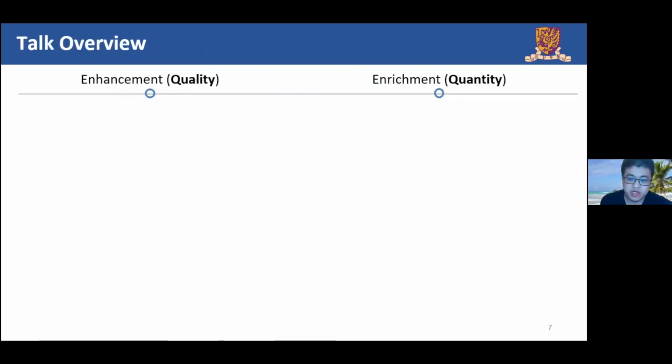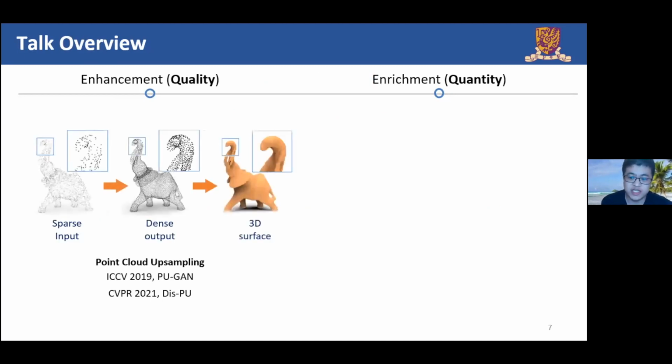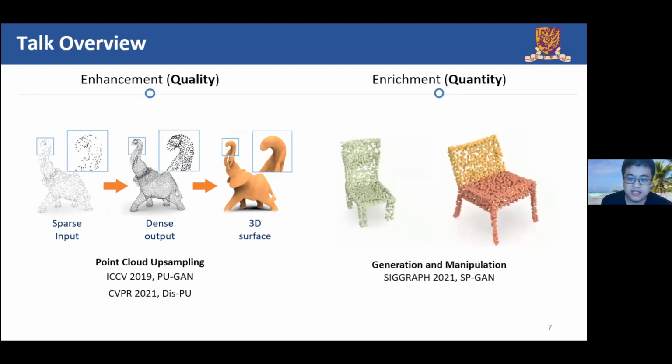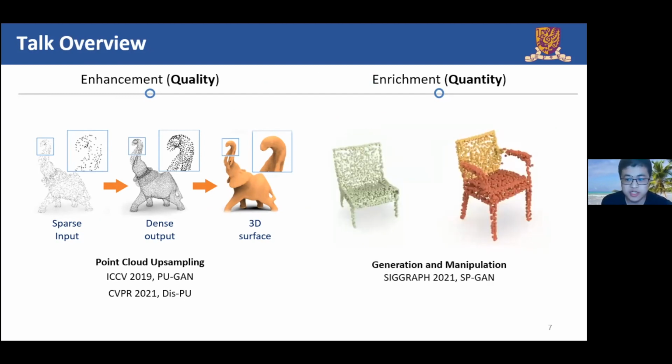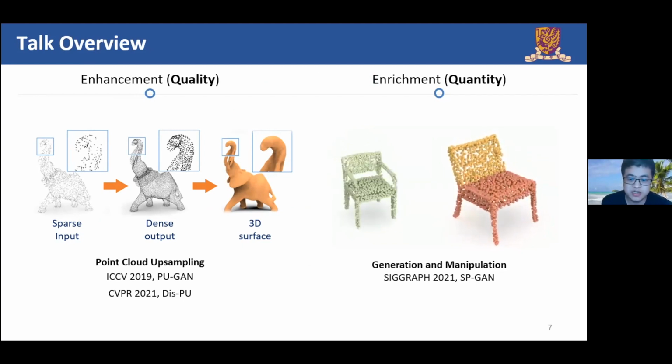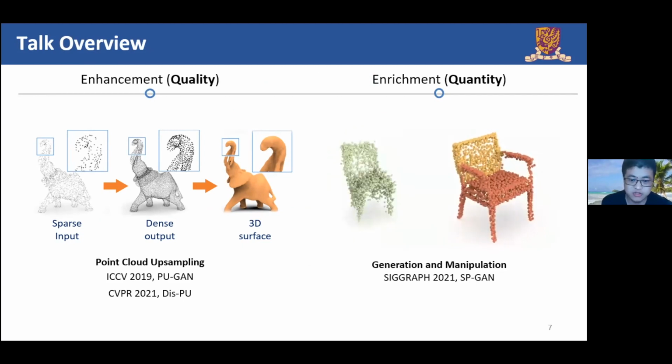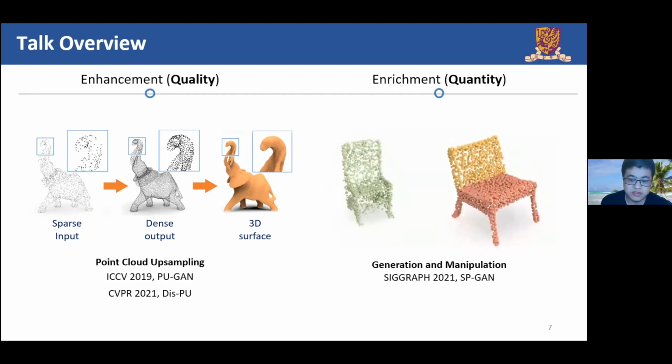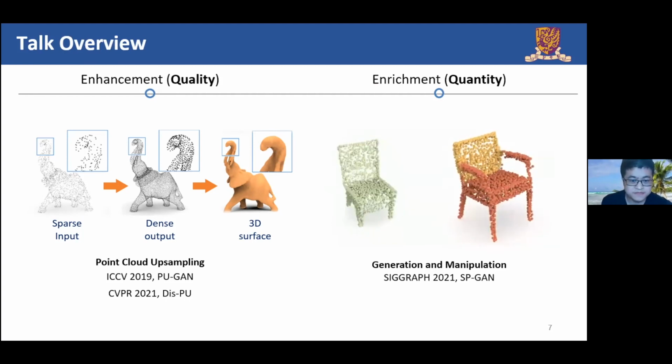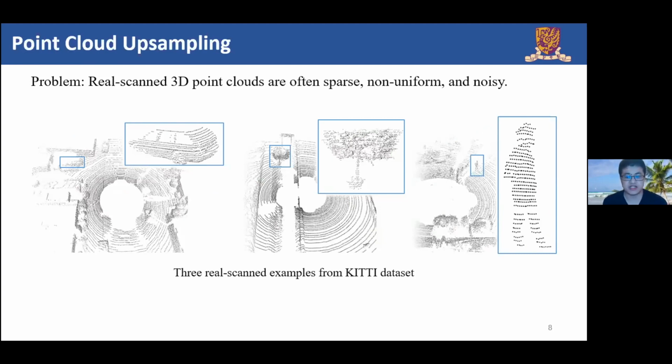In my research work, I mainly focus on these two issues. We can enhance the raw data specifically for 3D perception. Here, for example, given the sparse input, we can upsample it to get a dense output, thus facilitating surface reconstruction. On the other hand, we can also try to learn to generate new objects to enlarge the original dataset automatically. Next, I will talk about the main idea of these works. First is point cloud upsampling.